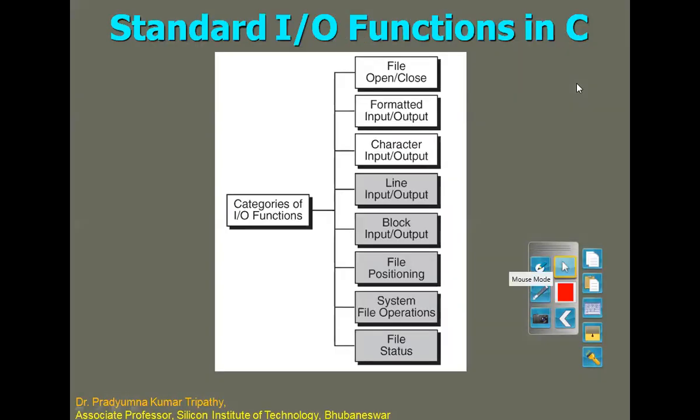So what do we do over here for the IO functions? We will have file open or close. We will read about formatted input output, character input output, line input output, block input output, file positioning, and system file operation. These are the things that will be covered.